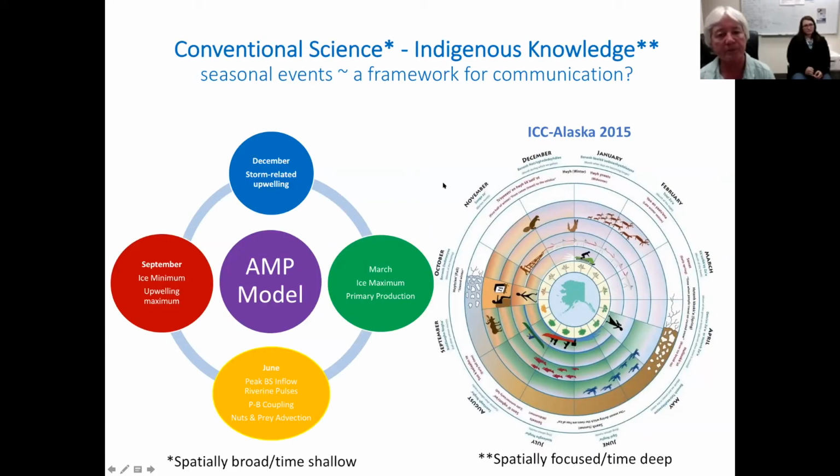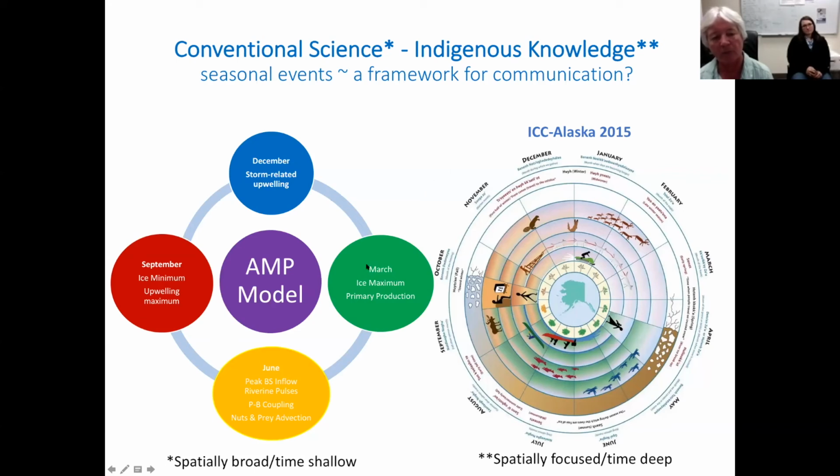And so we put together these two wheels. I kind of call this one the Wonder Bread wheel, but that's my own personal background. In any case, we tried to put into the various seasons major events that are part of the AMP model, and compare that to a wheel that was published as part of the Food Securities Report a couple of years ago, and essentially discuss how these two ways of looking at the system can complement one another.